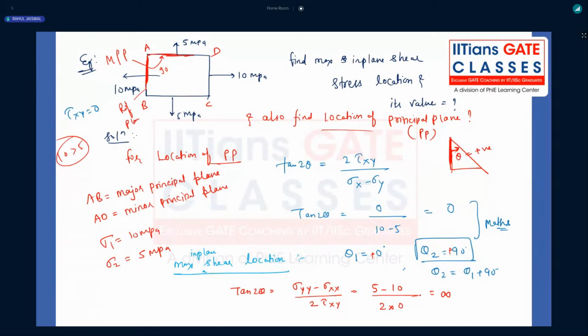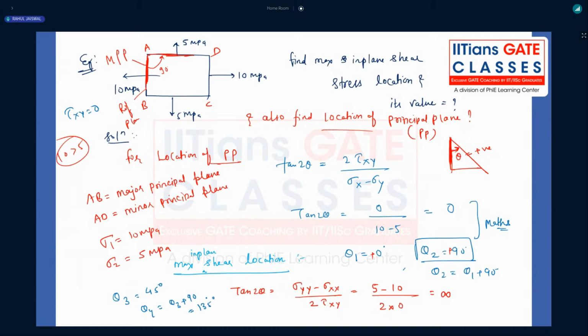If that will be infinite, you tell me for how many values tan 2 theta will give me infinite. Tell me guys, what will be the theta 3 and theta 4 value? Can you please tell me? What about the theta? Suppose tan 90, everyone knows that, that will be infinite. So theta 3 will be 45 degree. And theta 4, we know that theta 3 plus 90 degree, that will be 135 degree.